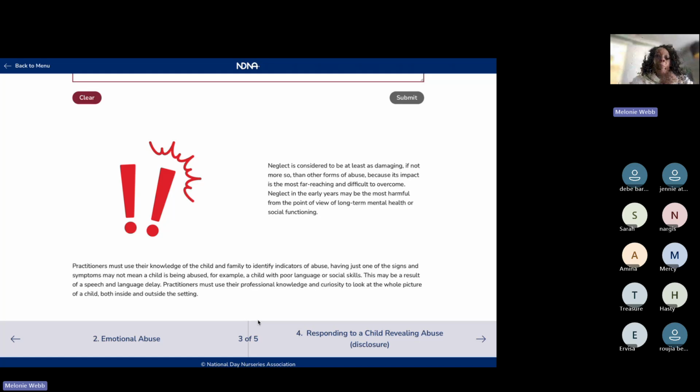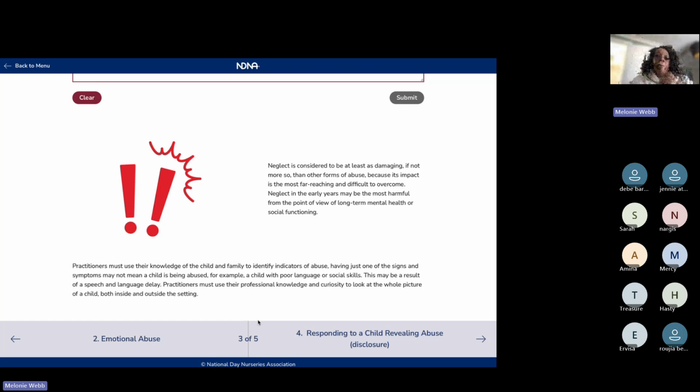So neglect is considered to be at least as damaging, if not more so, than other forms of abuse, because its impact is the most far-reaching and difficult to overcome. Neglect in the early years may be most harmful from a point of view of long-term mental health or social functioning. Practitioners must use their knowledge of child and family to identify indicators of abuse.